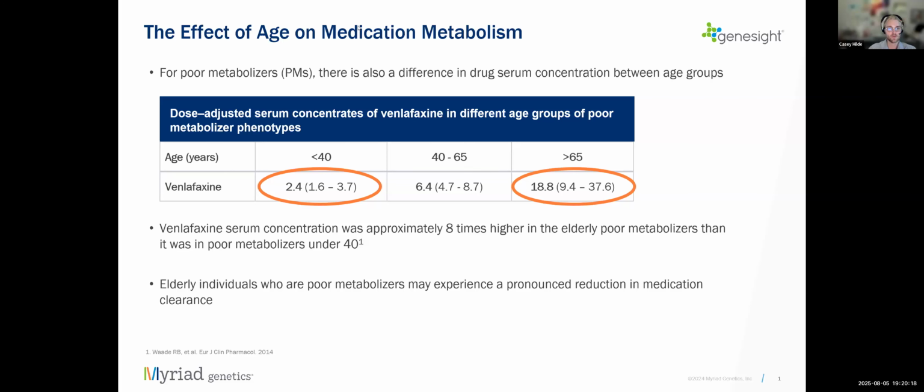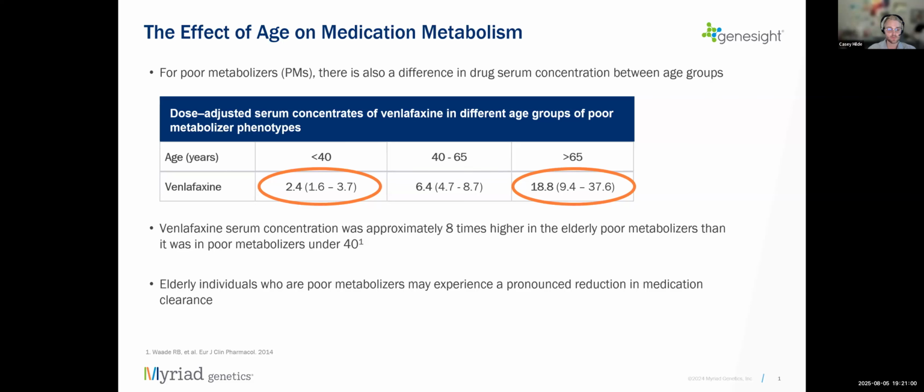This is looking at poor metabolizers for patients on venlafaxine by age cohorts: patients who are less than 40, 40 to 65, or greater than 65. They are looking at dose-adjusted serum concentrations of venlafaxine in these poor metabolizer phenotypes. Patients under the age of 40 have a concentration of 2.4. Patients greater than 65 have a much higher concentration at 18.8. That shows that patients taking venlafaxine have significantly higher, 8 times higher, serum concentration in elderly poor metabolizers than in poor metabolizers under 40.